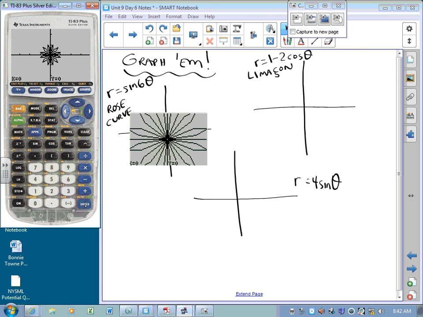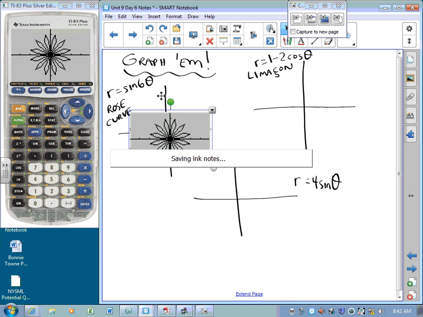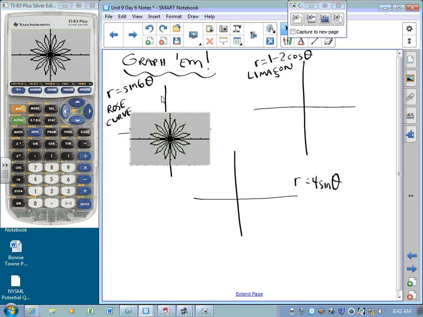I'll show that to you a little bit more clearly by multiplying by 2. That's a little better. Here, we'll take a picture of that. Yes, 2 sine 6 theta. Every petal has a length of 2. There are 12 evenly spaced petals all around the origin.